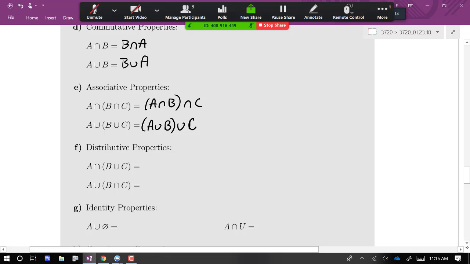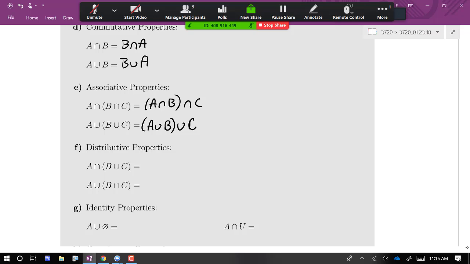The distributive properties are pretty much what they sound like. And that means the same thing that we meant in regular old algebra and arithmetic when we say that multiplication distributes over addition. This means the same thing. So the intersection distributes over the union. What do you think it should look like on the other side of that equal sign?